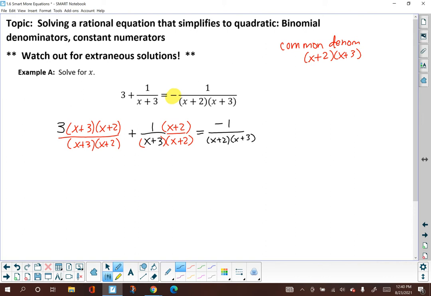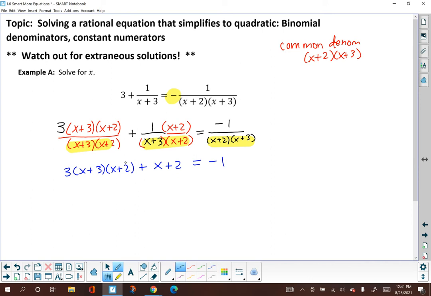Okay, so now I've created this equation where every single denominator is identical. And since the denominators are all identical, I can just focus on the numerators and use the numerators to create an equation. So 3 times x plus 3 times x plus 2, plus 1 times x plus 2 is just x plus 2, and that's equal to negative 1.